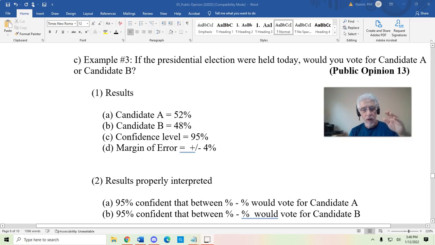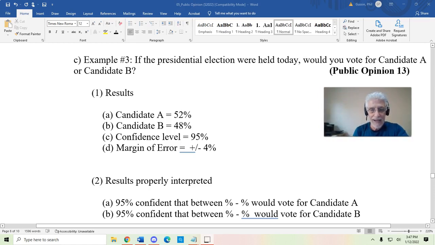Okay, so properly interpreted, what this poll tells us is that we're 95% confident that somewhere between 56% and 48% will vote for candidate A. Now, I hate to repeat myself. Actually, I don't. But how did I get those numbers? Well, the margin of error is plus or minus 4. So for the support for candidate A, I added 4 points. That's the 56. And then I subtracted 4 points, and that's the 48.